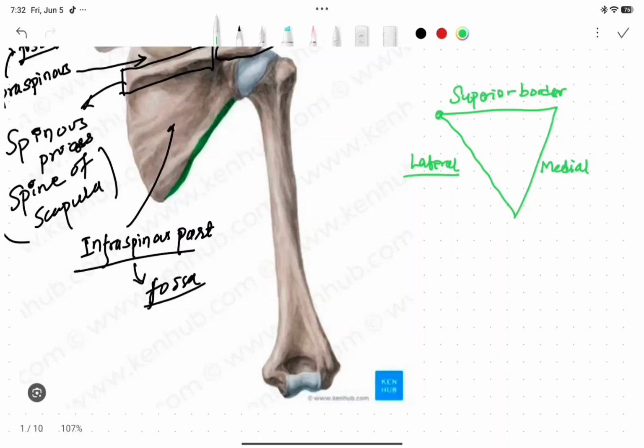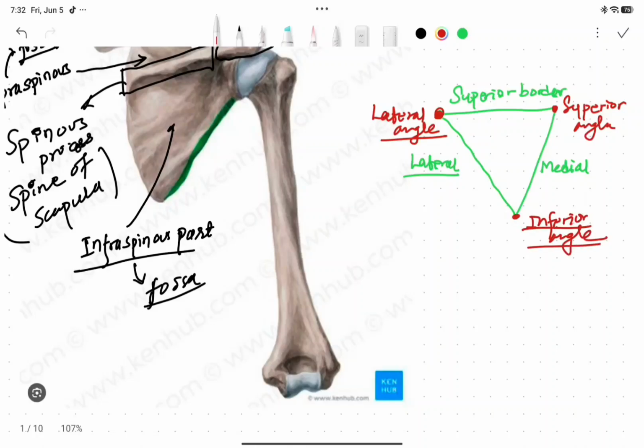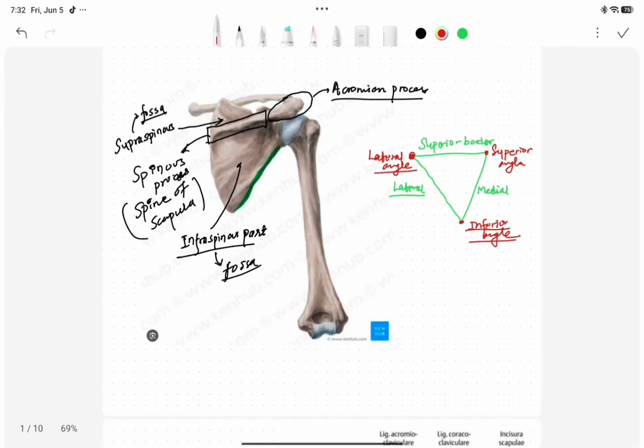Okay, this angle is the lateral angle. So lateral angle, and this is the superior angle, not medial. Superior angle, and this is the inferior angle. Okay, inferior angle. In the lateral angle there is a cavity called the glenoid cavity.